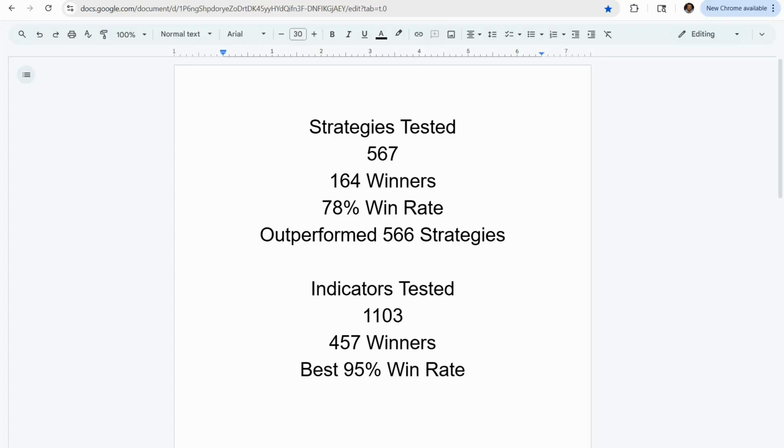Alright, as I said, today we will be testing a Bollinger Bands strategy. Before we do though, I wanted to put the testing scoreboard up for everyone to see. So to date, we have tested a total of 567 different strategies. The best one so far was able to achieve a 78% win rate. That was achieved using the Academy of Forex indicator and the Academy of Forex higher time frame fractal candles indicator on a strategy that I'll mention later on in this video.